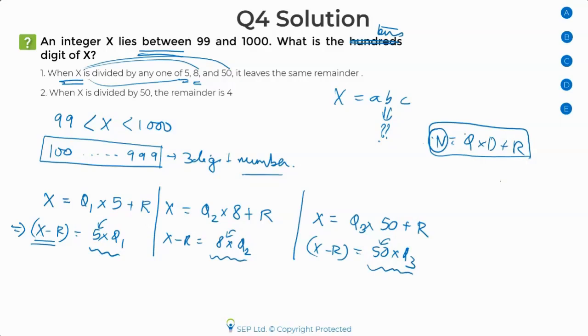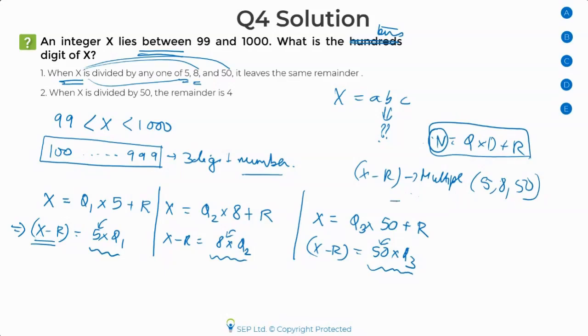Now, if I ask you, can you tell me, if x minus r is a multiple of 5, 8, and 50, what is the lowest multiple possible for x minus r? What is the lowest common multiple that is possible? When I say lowest common multiple, what do I mean by that? Very good, Neeraj, Vaibhav, Ashok, you're all correct. If it's a multiple of three numbers, I can definitely say that you basically take the lowest common multiple.